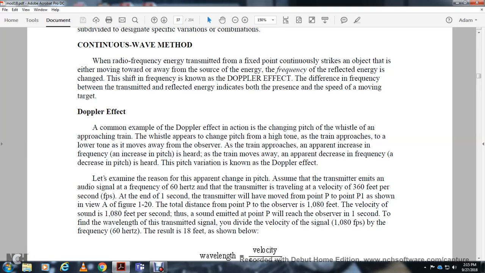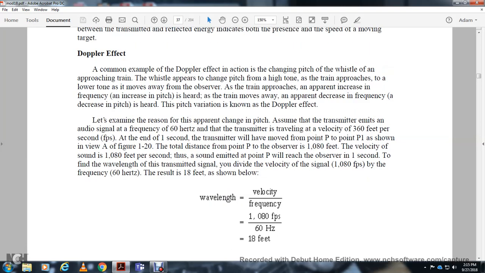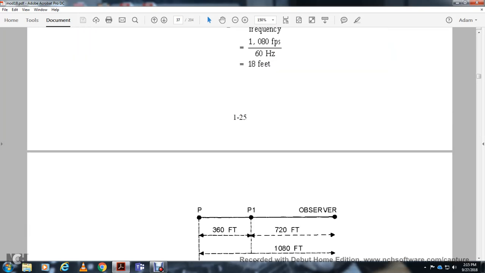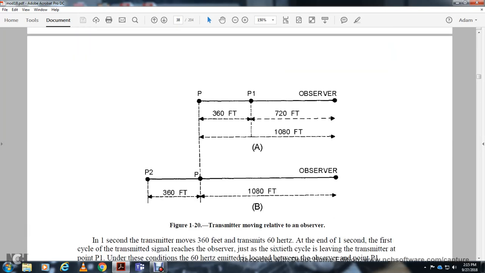The sound emitted at point P will reach the observer in 1 second. To find the wavelength of the transmitted signal, you divide the velocity of the signal, 1,080 feet per second, by the frequency of 60 Hz. The result of 18 feet is shown below. The wavelength equals the velocity over the frequency: 1,080 feet per second over 60 Hz is 18 feet. The figure shows the observer, point P1 at 360 feet, 720 feet, and 1,080 feet.